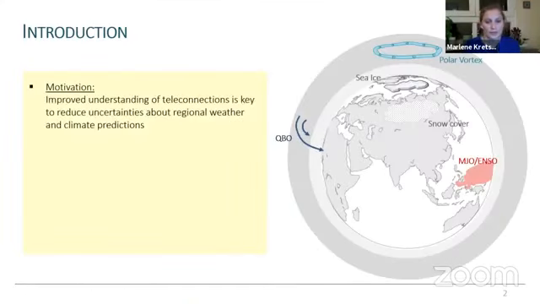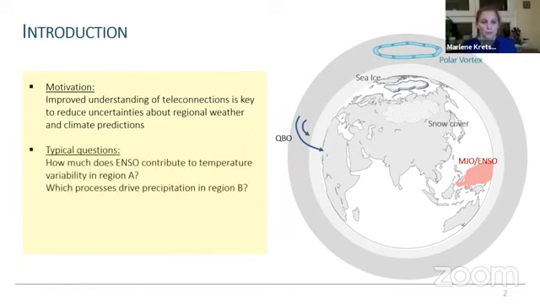So what motivates this work is that an improved understanding, as we have also seen in the previous talk, of teleconnections is key to reduce uncertainties about regional weather and climate predictions. And so typical questions posed in this context are, for example, how much does ENSO contribute to temperature variability in region A, or which processes drive precipitation in region B? So the challenge I'm addressing here is extracting this causal information from data.